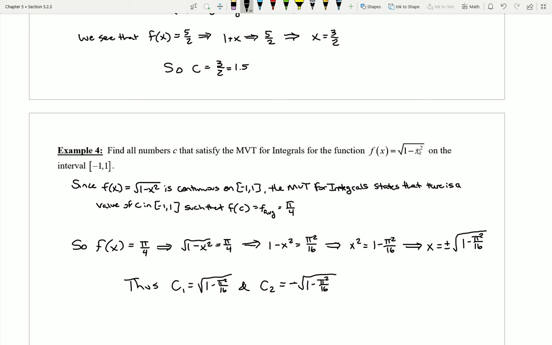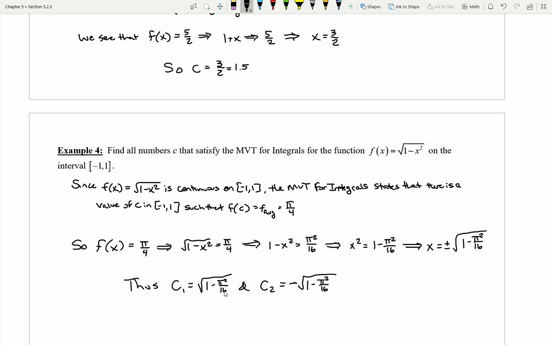If I square them, the square root gets removed. And then I would have to distribute my negative. That would turn the 1 to a negative and this to a positive. And then the 1s would cancel. I square root the pi squared over the 16. I'm back to pi over 4. So both these values here end up being acceptable.